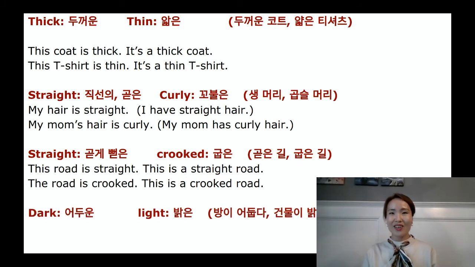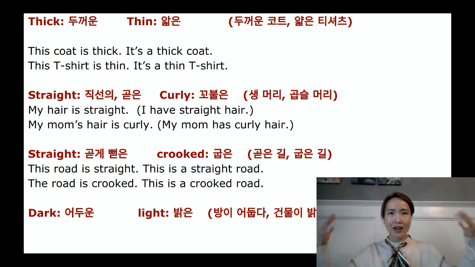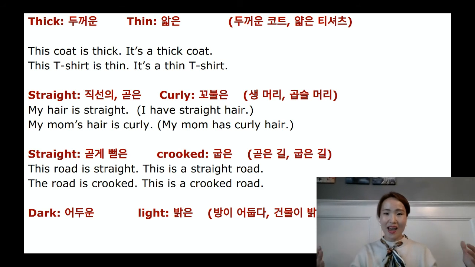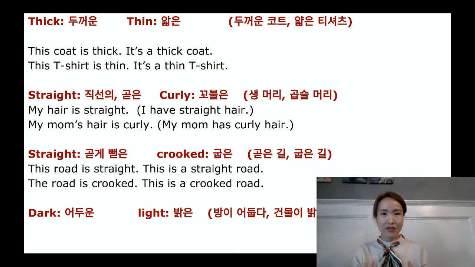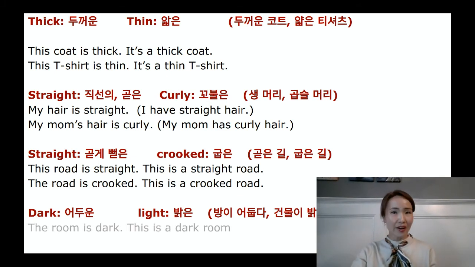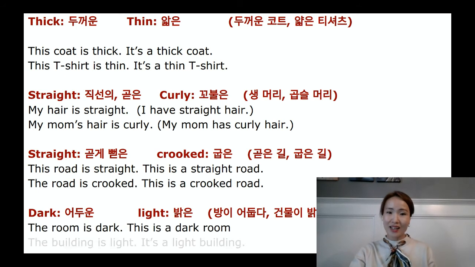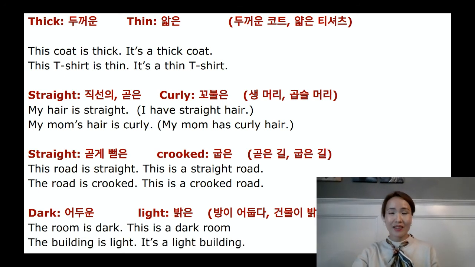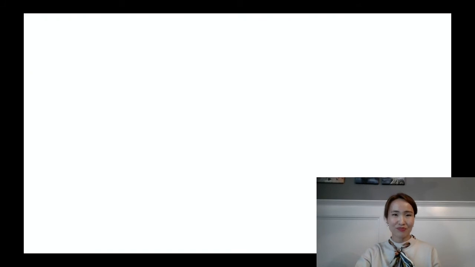Very good. And then, you talk about the atmosphere, how dark, how light it is. So you can say the room is dark. The room is light. Also you can use it for the building. The building is dark. The building is light, right? Also, you can say this is a dark room. This is a light room.